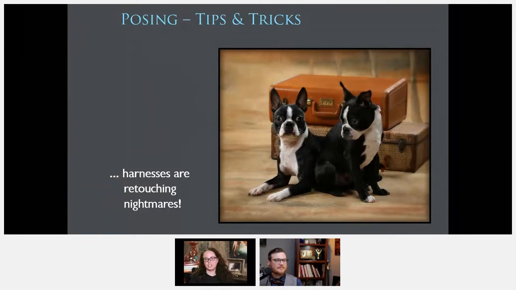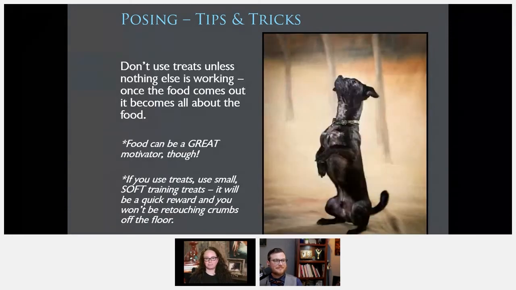They are retouching nightmares. If you have never paid attention to how a dog's hair grows, it goes in all sorts of different directions on their body. And it's so hard to make that look real. It can be done, and it's a lot easier now than it used to be with how far Photoshop has come, but it's really, really difficult. So try not to use a harness unless you absolutely have to.